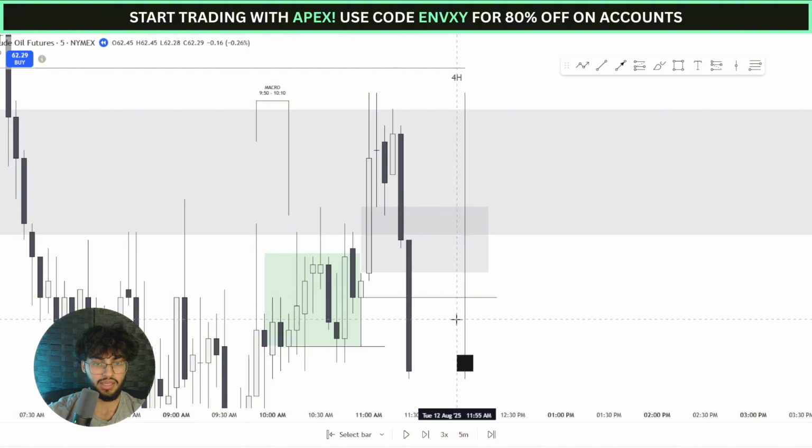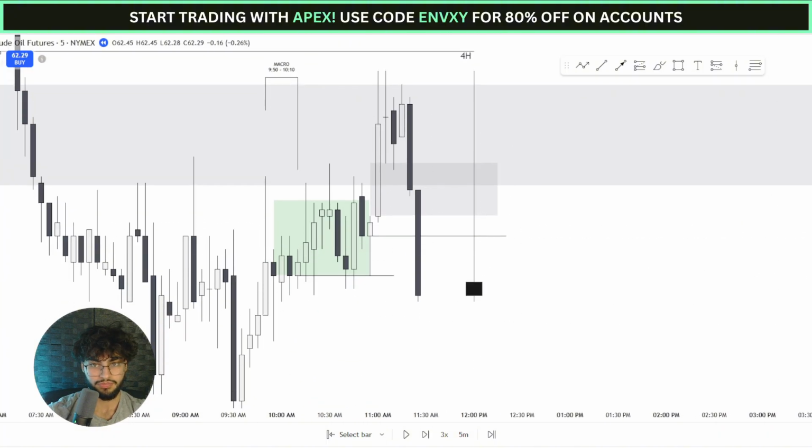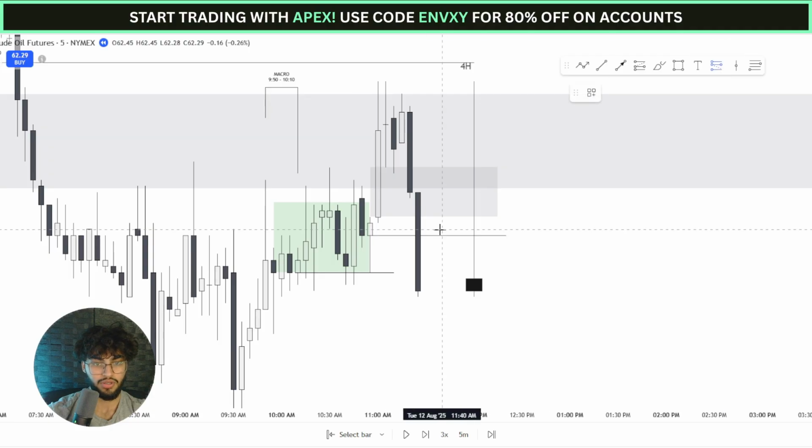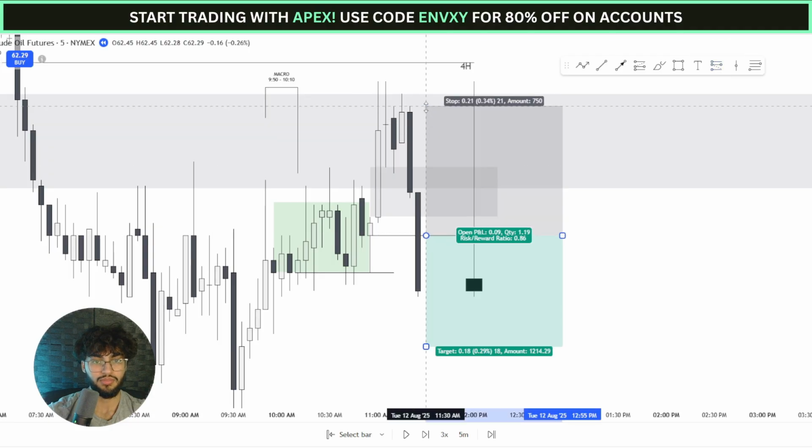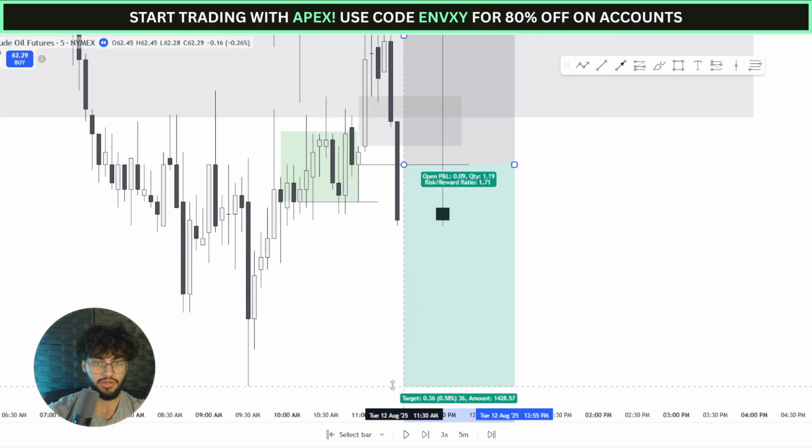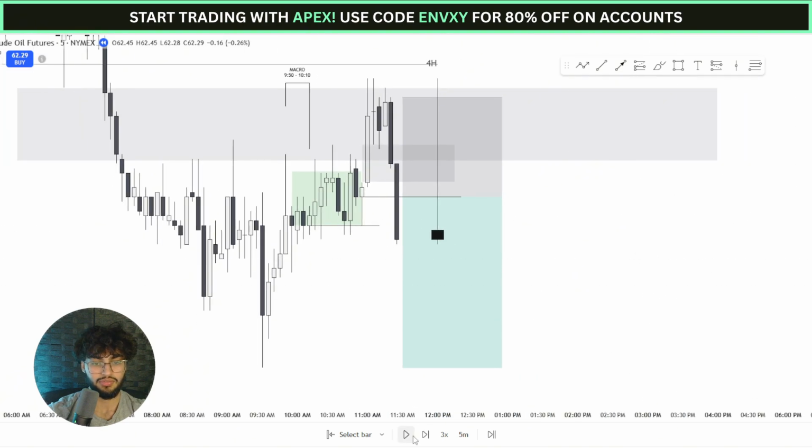And unless we get that significant closure, at this point here you can limit order this, keep your stop loss above this high, and target this low right here. And we can see how this plays out. Let's see if we get tapped in.